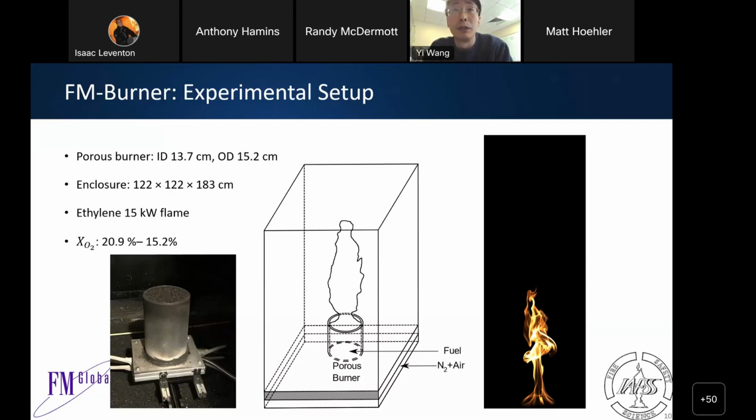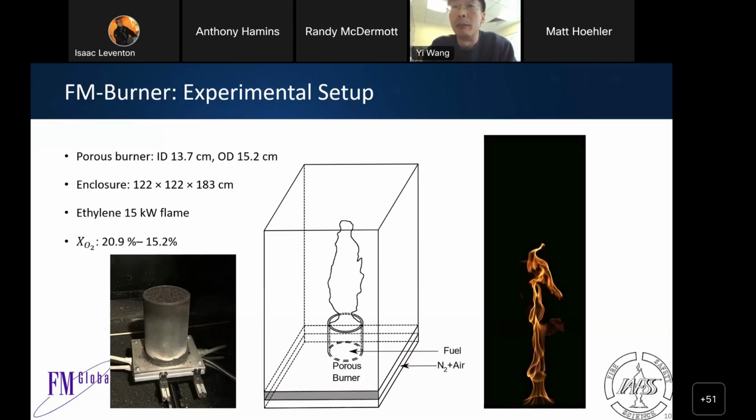The fuel we are using here is ethylene. We also have other fuels: propane, methane, and I think there's another one, so 4 different fuels. We had 2 fire sizes, 10 and 15 kilowatt flames, and the one with a lot more diagnostics is the 15 kilowatt flame. If you click the video on the right-hand side, you can see a little bit of this flame.